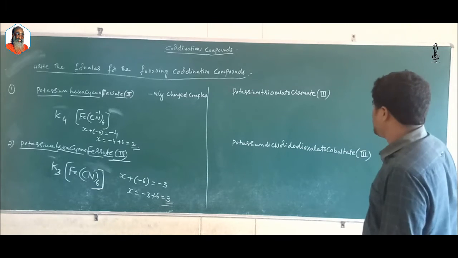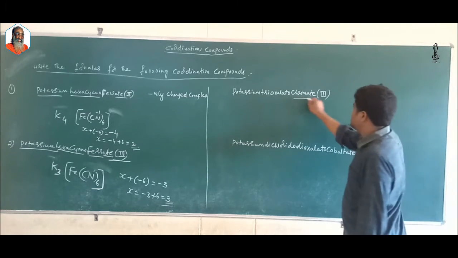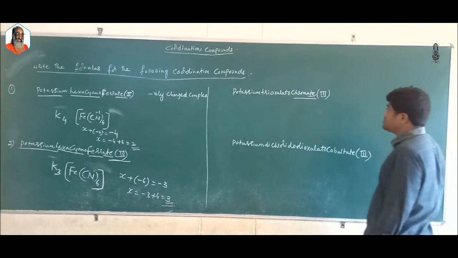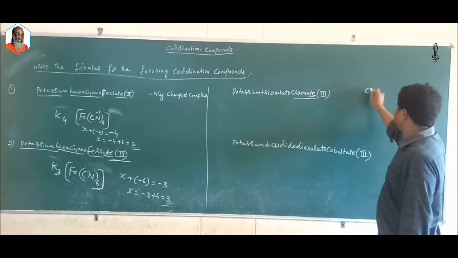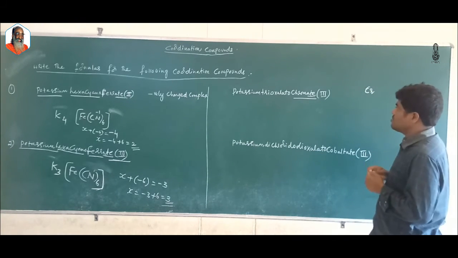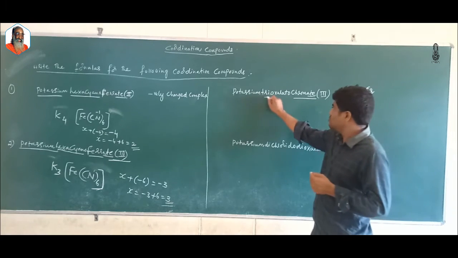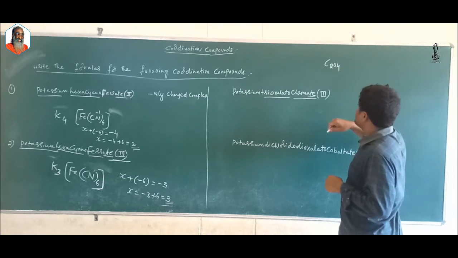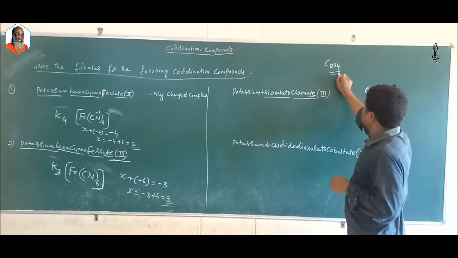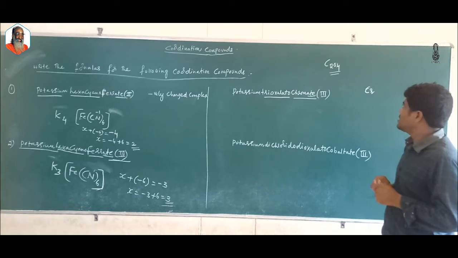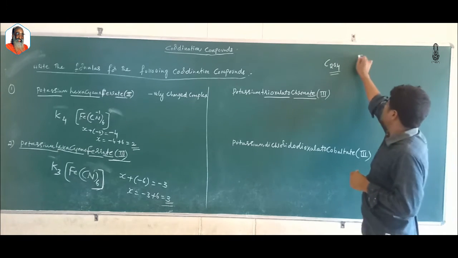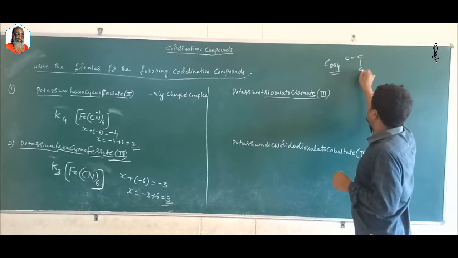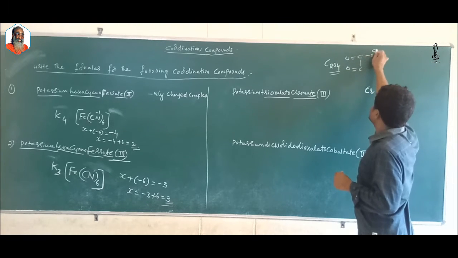Potassium trioxalatochromate(III). The name of the metal is ending with suffix -ate, so write chromium. Central metal atom is chromium. Trioxalato. This is the symbol, this is how you represent oxalate ion. Oxalate ion carries a charge of -2. See here: C double bond O, C double bond O, O minus, O minus.